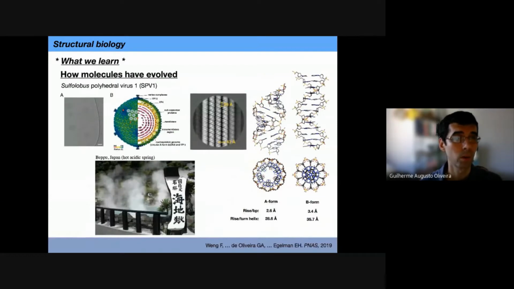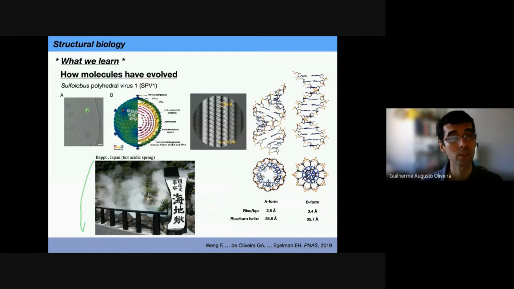And what else can we learn by having structure information of molecules? For instance, we can also get an idea of how molecules have evolved. To explain that, I bring a nice example from a paper we did in my postdoc. We've been working in collaboration with people at the Pasteur Institute. They had the chance to isolate, from a hot acidic spring in a city called Beppu in Japan, a primitive virus called sulfolobus polyhedrovirus 1, SPV1. This is a frozen hydrated micrograph of this virus right here.